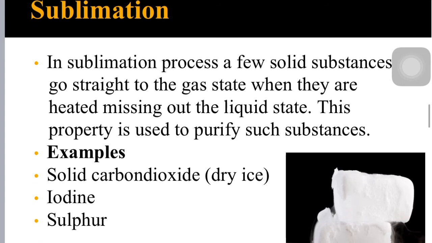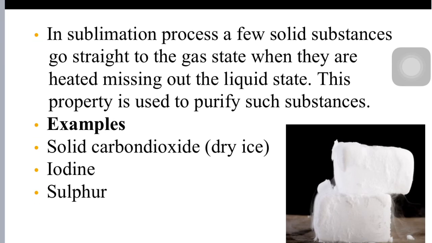Now the next process is sublimation. In the sublimation process, a few solid substances go straight to the gas state when they are heated, skipping the liquid state. This property is used to purify such substances. For example, solid carbon dioxide, dry ice, iodine and sulfur.